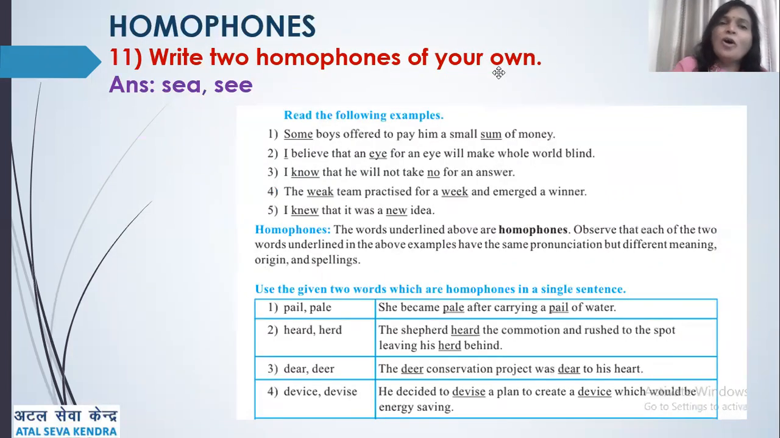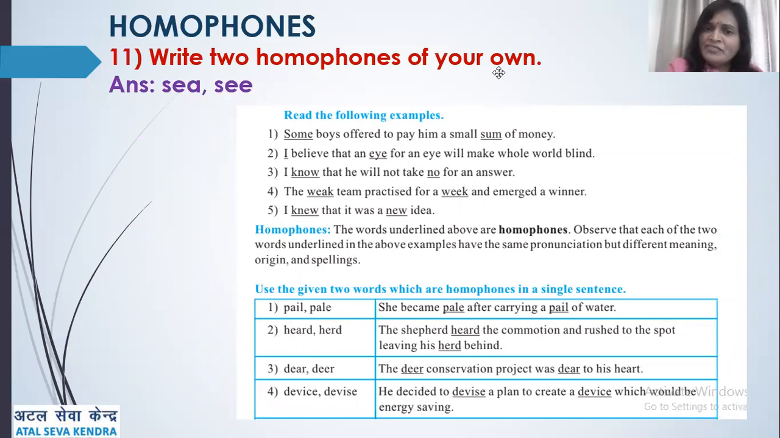Now we come to homophones. See, these are homophones. Let us see why they are homophones. Because what do you observe about these two words? They have the same pronunciation, but different meaning, origin, and spellings. Let us see some more examples. Some boys offered to pay him a small sum of money. I believe that an eye for an eye will make the whole world blind. All right. I know that he will not take no for an answer.